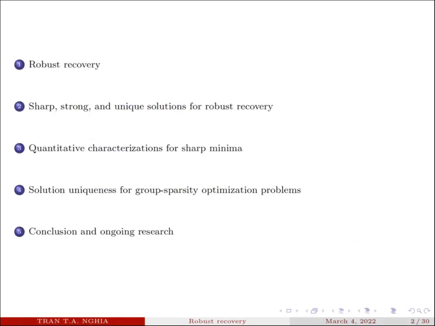Okay, so here's the outline of my talk. First, I will recall some information about robust recovery, and then the role of soft-strong unit solution for robust recovery. And then I will provide some quantitative characterization for solution uniqueness for group sparsity optimization problems, and finally some conclusion and ongoing research.